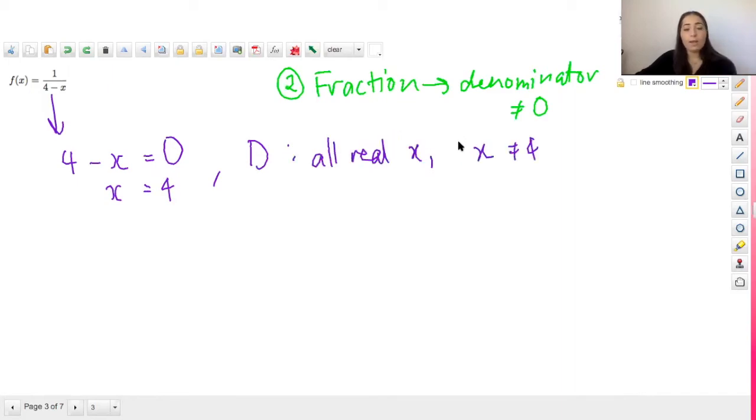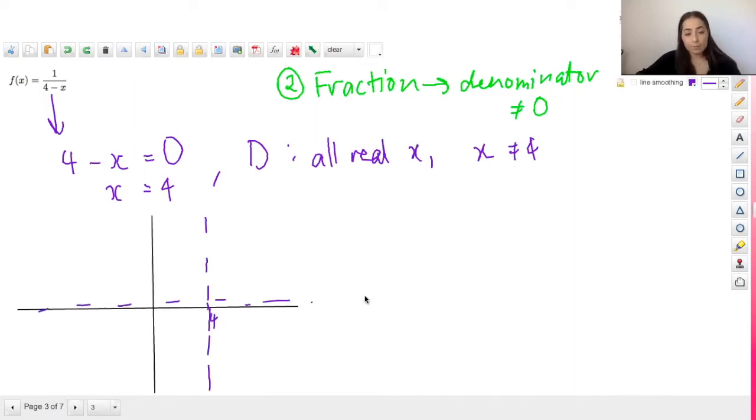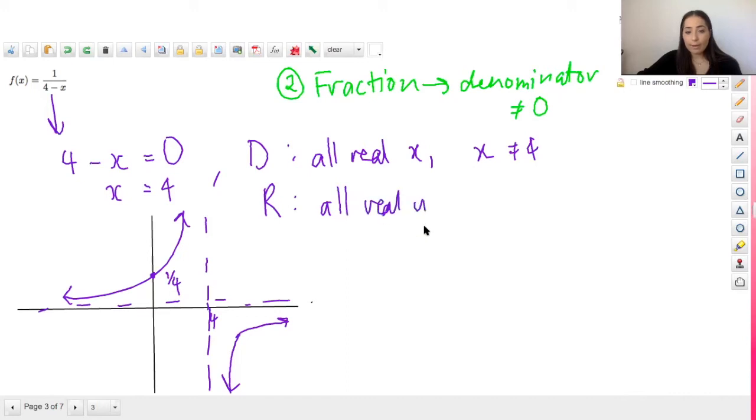Then to determine the range of this function, we're going to have to graph the curve. Okay, so this is our curve here. To determine the range of this function, we look at all the y values that are being represented on the function, and we say that all positive and negative y values are being represented except for the value of y equals 0. So it's all real y except y cannot equal 0.